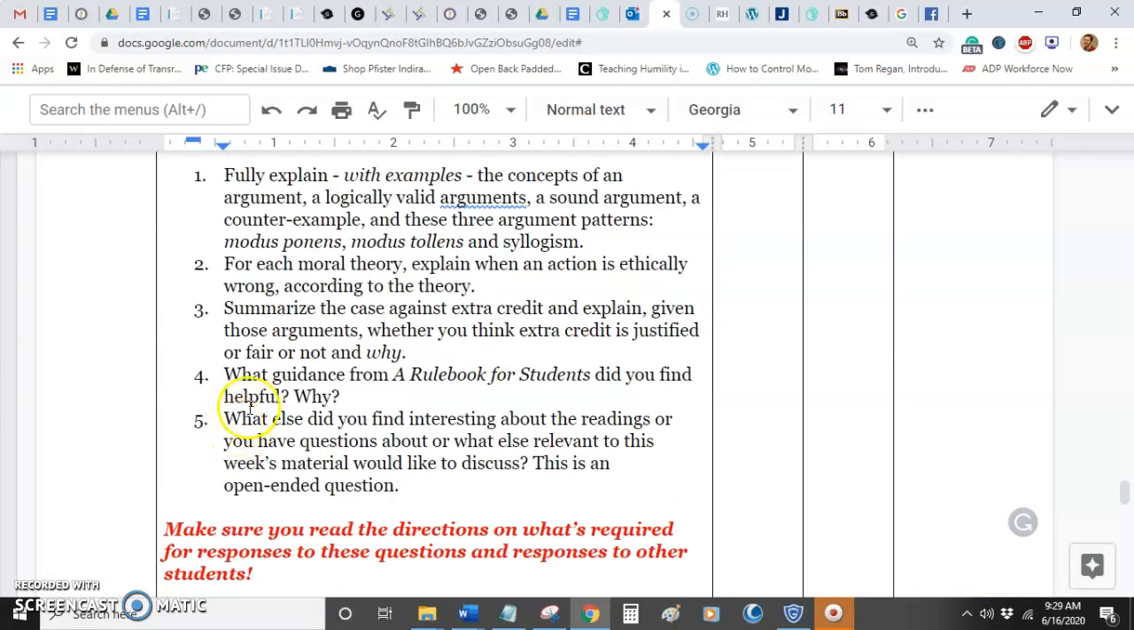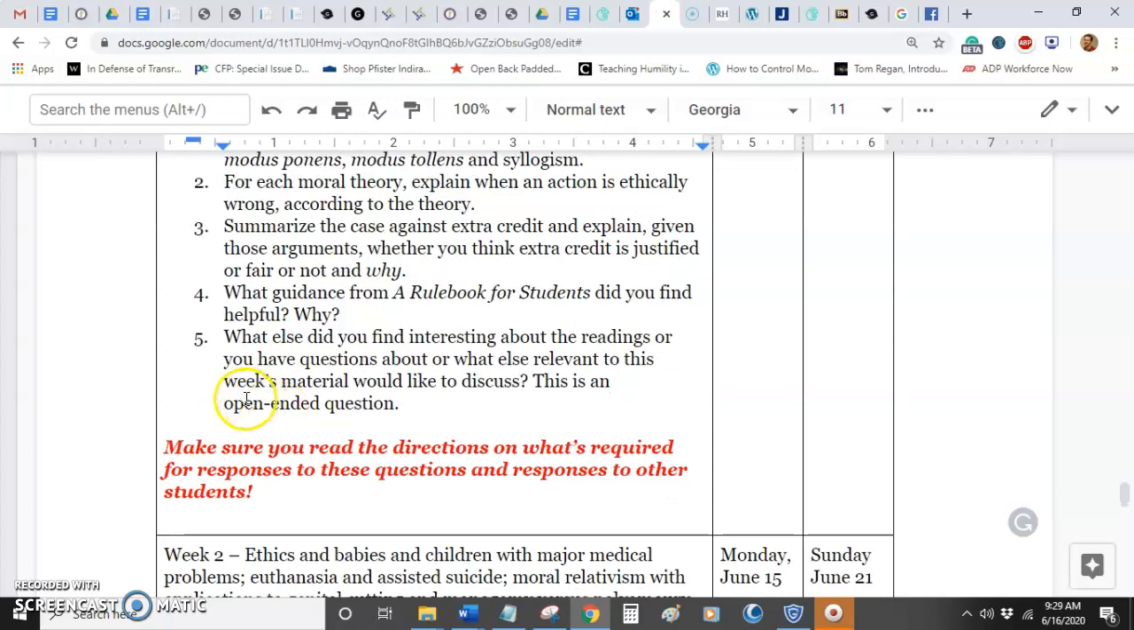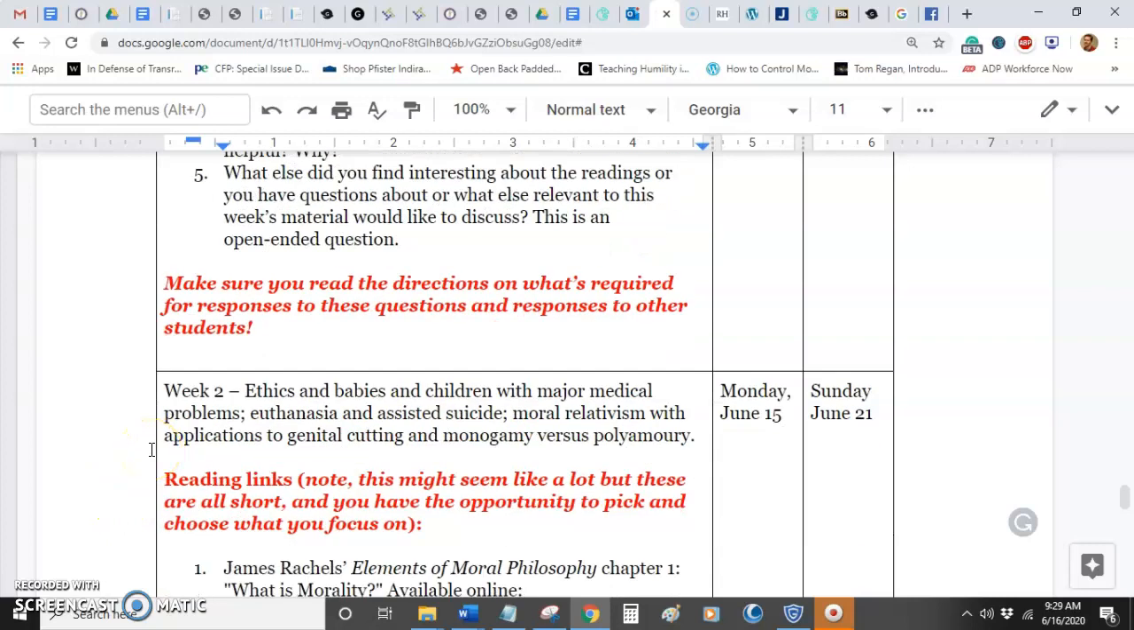There were discussion questions. You needed to pick some. You need to know what the guidance is. Your posts need to be substantial. Your replies need to be substantial. So you want to check that out for what's needed.